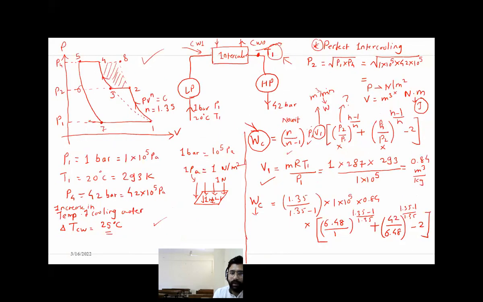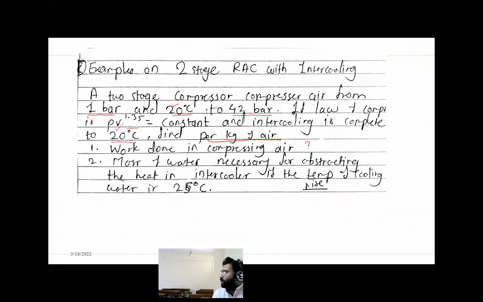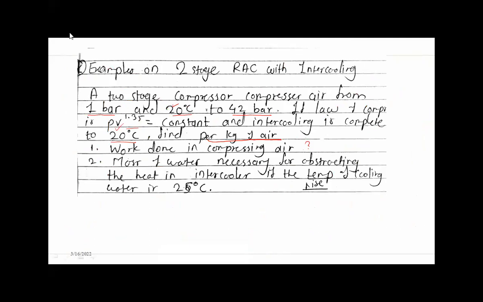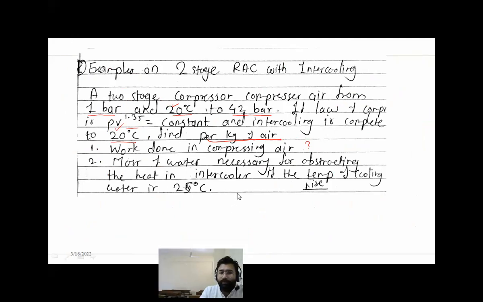So see this numerical once again. I will explain. This was the two-stage reciprocating air compressor with intercooling, perfect intercooling. They gave you P1, the suction pressure 1 bar, and discharge pressure 42 bar. They gave you the T1 value. They have given you the change in temperature of cooling water.